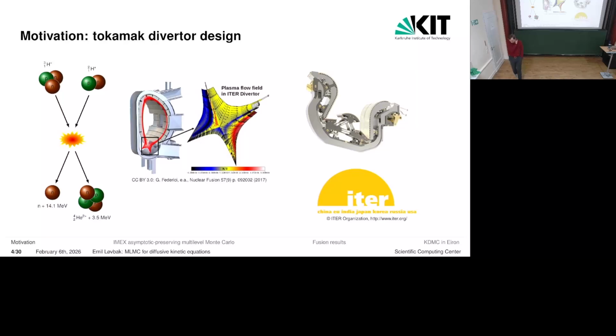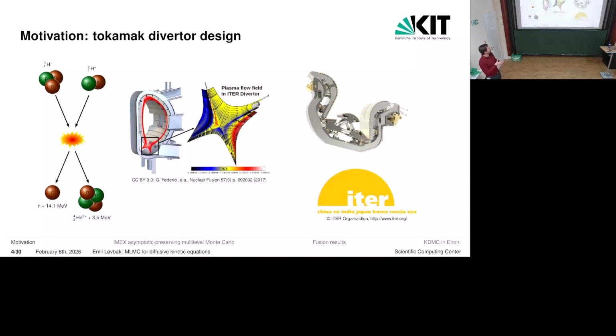The design problem that we're somehow related to is this diverter, which sits at the bottom of this torus. It looks something like this. And its main function is to act as a kind of waste material particle exhaust.